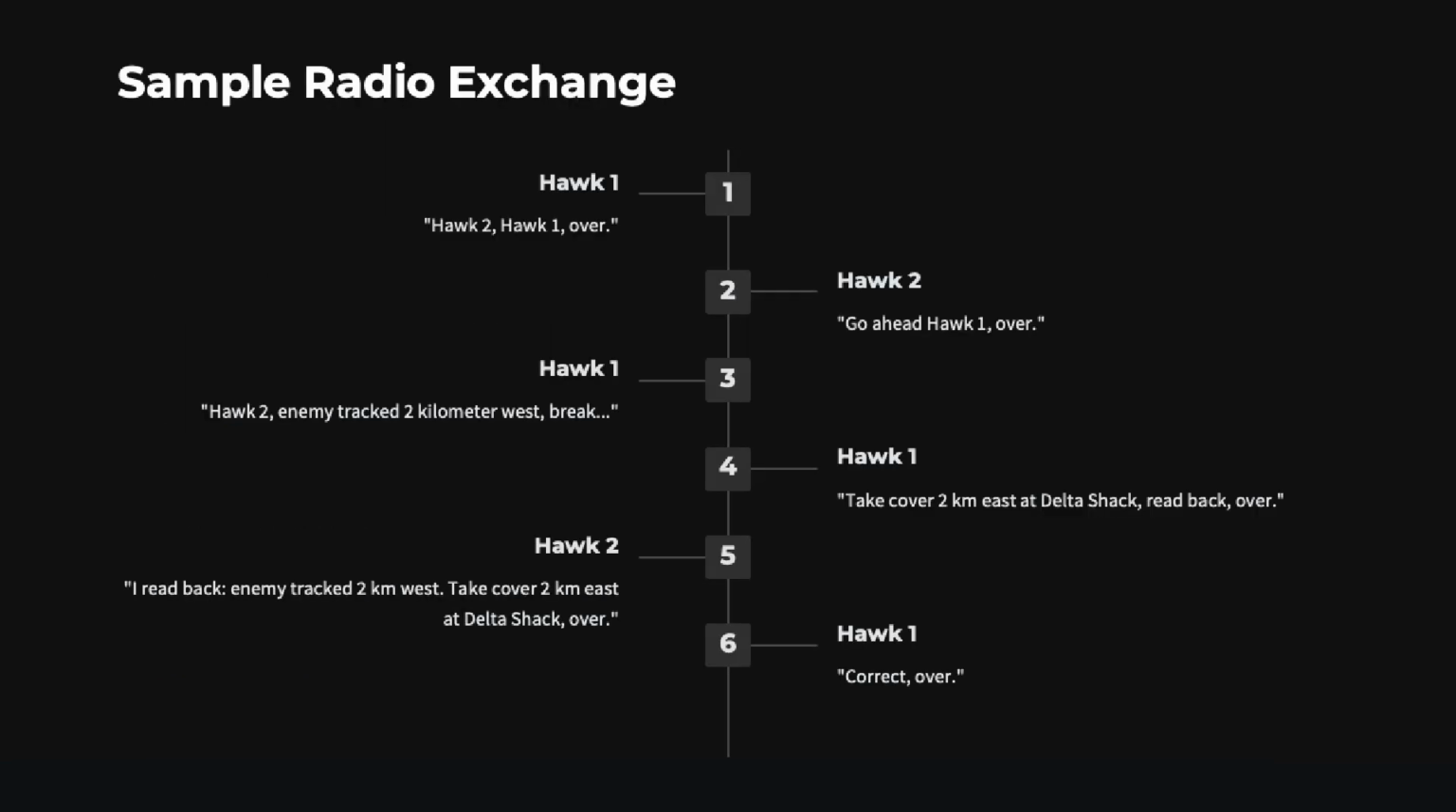So here's just a very basic, simple radio exchange. Hawk 1 initiates the communication. He'll say, Hawk 2, this is Hawk 1, over. Hawk 2 will respond and say, go ahead, Hawk 1, over. Hawk 1: Hawk 2, enemy tracked 2 kilometers west, break. Hawk 1, take cover 2 kilometers east at Delta Shack, read back, over. Hawk 2 will respond and say, I read back, enemy track 2 kilometers west, take cover 2 kilometers east at Delta Shack, over. And then Hawk 1 will respond and say, correct, over. And then Hawk 2 might respond and say something like, acknowledged, out, for example.